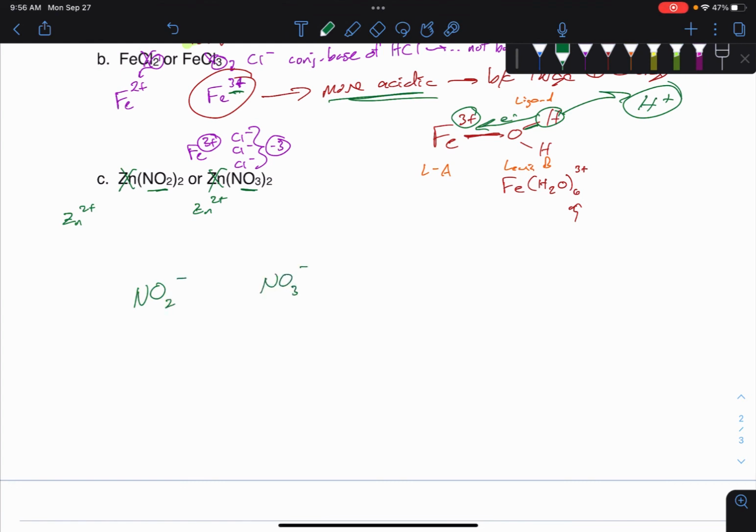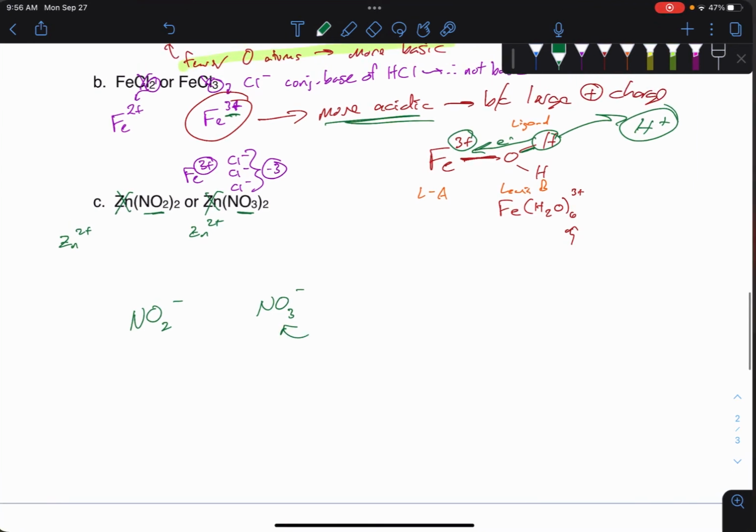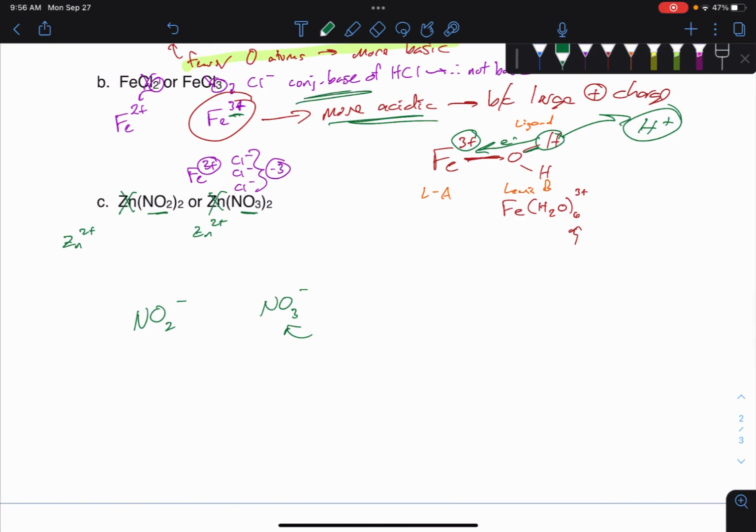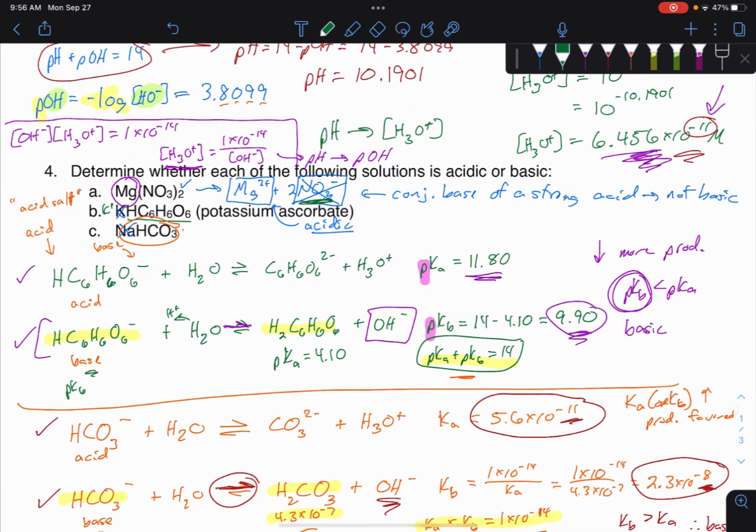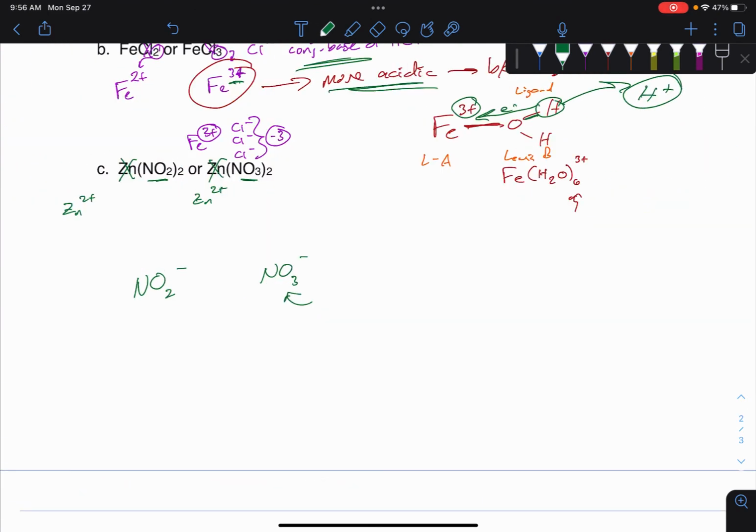Now, since they're both anions, they could both possibly be basic. Now, this one is not basic for the same reason as I said up here. And actually, in a previous problem, I said it here. Same thing. Nitrate is the conjugate base of nitric acid. It is a strong acid.